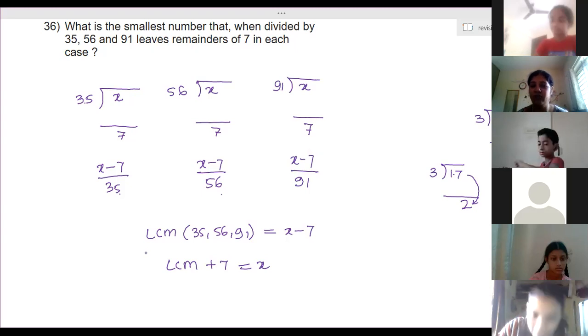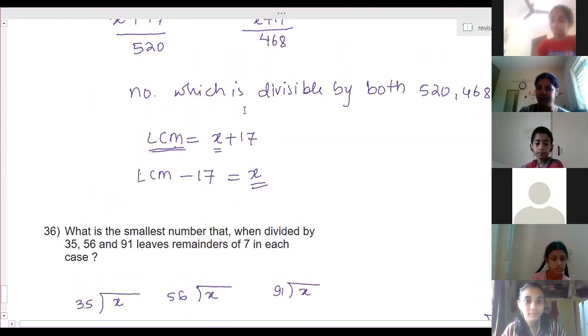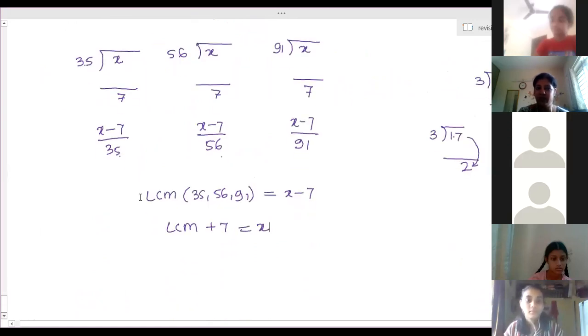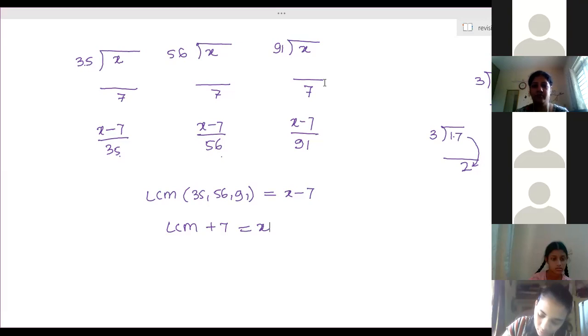Here you need to know when to subtract and when to add. In the earlier case, the question was similar, but you had added 17 there. So that means 17 you subtracted from the LCM. But in this case, 7 you have added to the LCM. So when to subtract and when to add, you can get to know by this division method. Soumya, clear? Yes, ma'am, clear.